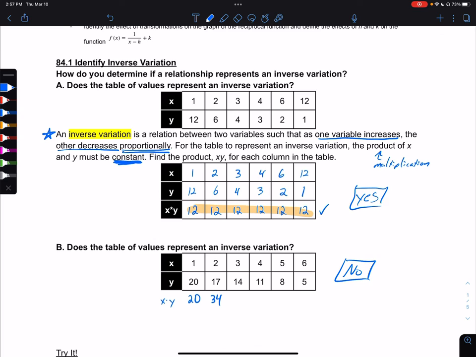All right, that's it. That's how you identify inverse variation using a table or a chart.